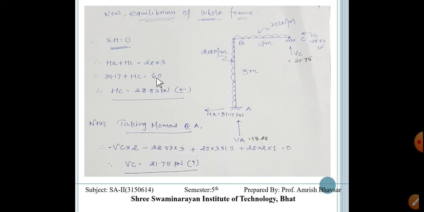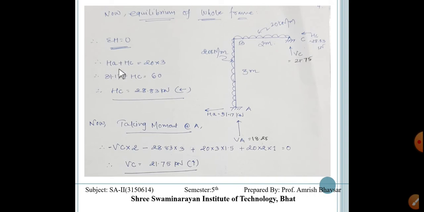Next, now the equilibrium of whole. Whenever we have two columns, then we have two equilibrium of those two. Whenever we have a single column, then equilibrium of that single column. Now the moment is used for finding the reaction of HA. Now we will get the vertical reaction with the help of the equilibrium of the whole frame. In that case, first sigma H is equal to 0. Here HA we have towards the left, 31.17. Now we have to find out VA, VC and HC.